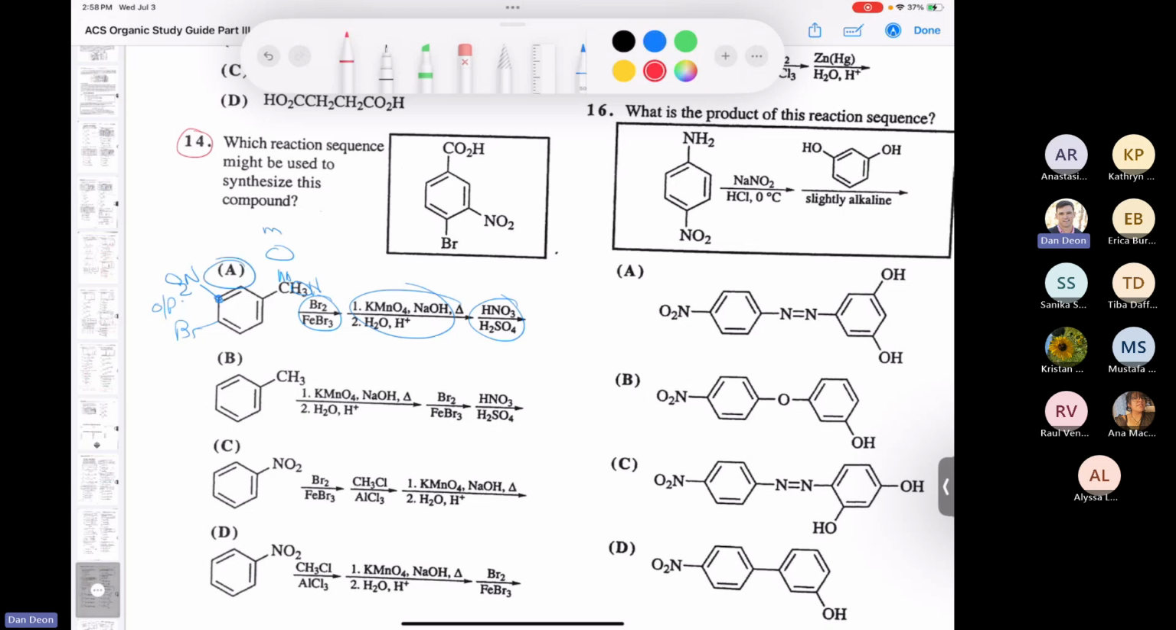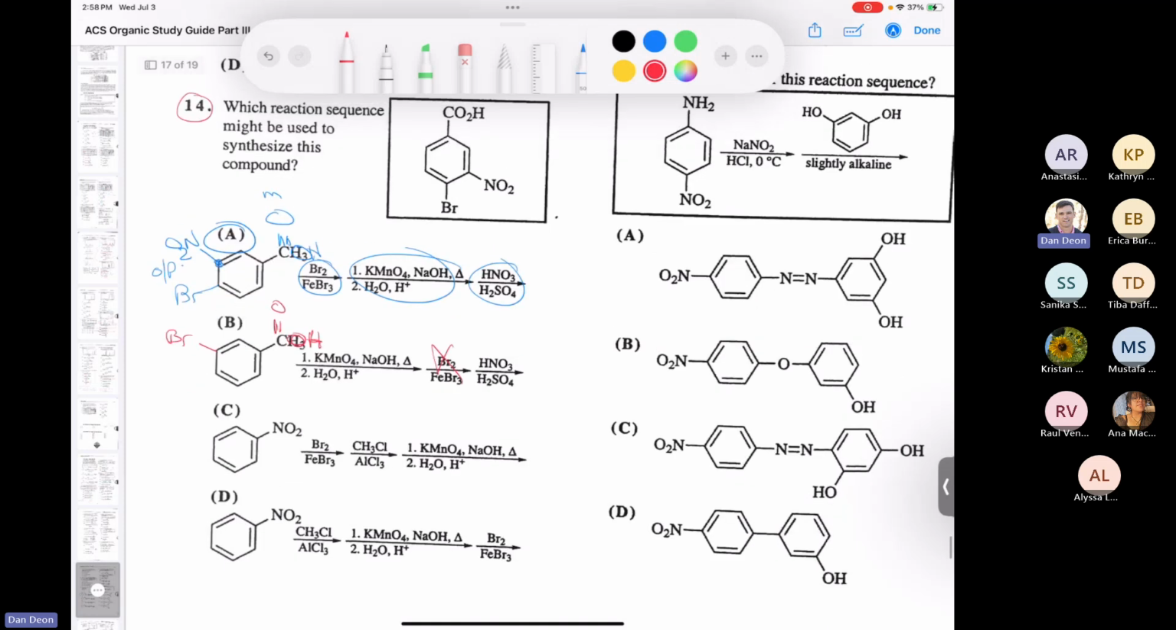In the second one, you would oxidize to the carboxylic acid in the first step. Then you'd put the bromine in the meta position. So this is just plain wrong. Then you would put a nitro group on it. So that wouldn't work. The next one, you've got a nitro group on there.